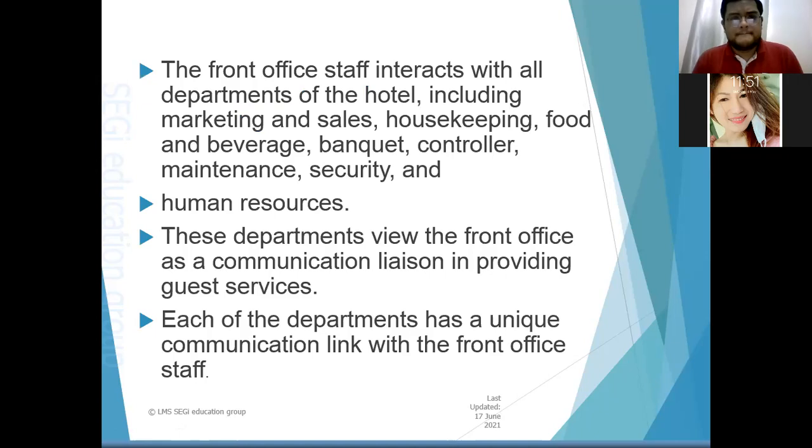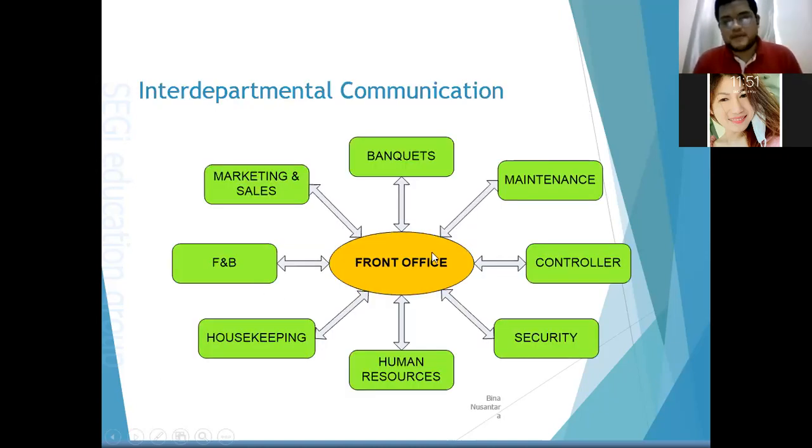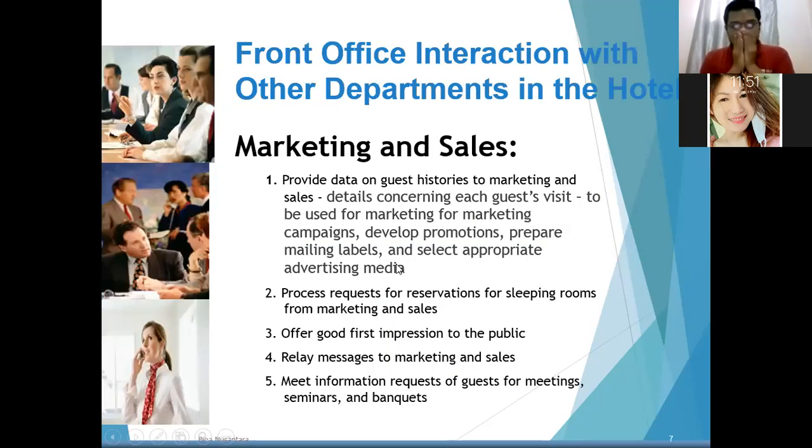The departments that front office will have contact with are marketing and sales, housekeeping, food and beverage, banquet, controller, maintenance, security, and human resource. Let us go into the details. So this is interdepartmental communication. As you can see, there will be two-way communication between front office and all other departments in hotel. We start with number one.